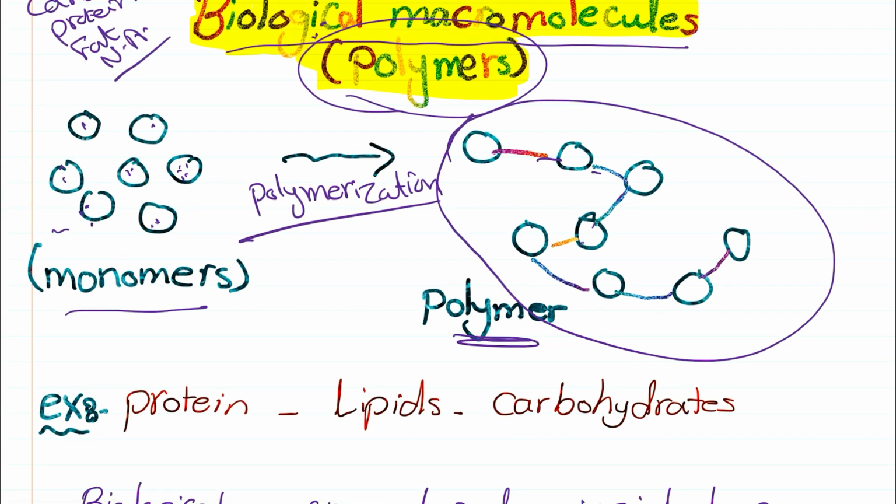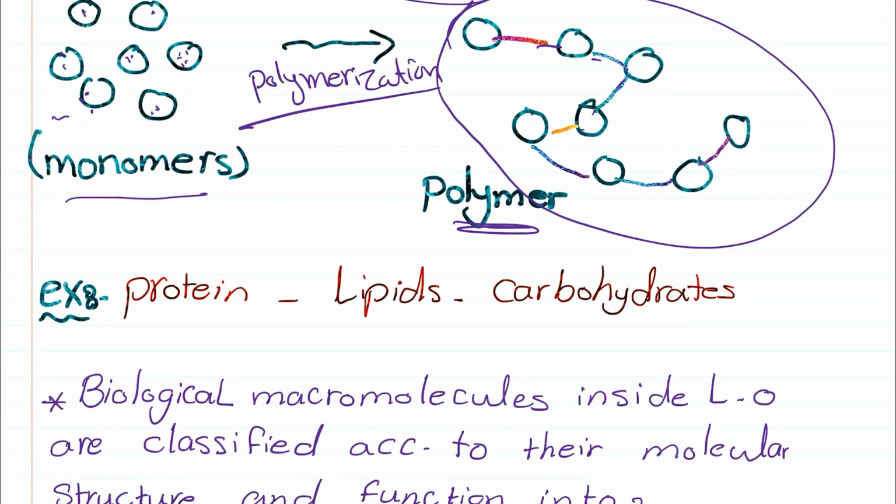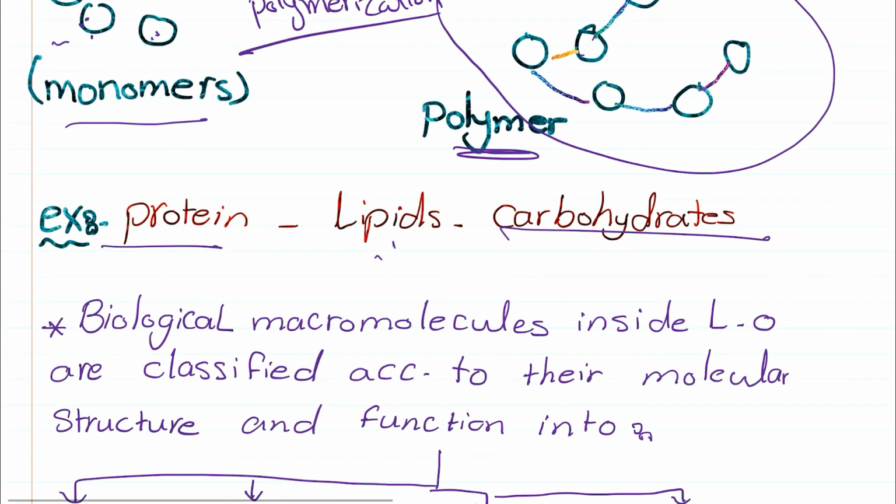Biological macromolecules are called polymers because they are formed of small units called monomers combined together to form the polymer. What are the examples? We have protein, formed of small units, monomers, which are called amino acids, combined together to form the protein. Lipids are formed of fatty acids and glycerol, and carbohydrates are formed of monosaccharides or glucose. So we have examples of the polymers.